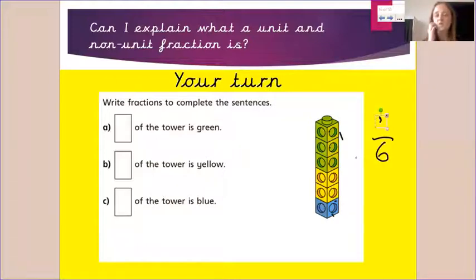It's broken up. Our tower is made up of 6, and then it's got questions about how many of those are green, how many are yellow, and how many are blue. So write out these 3 sentences in full. So you put the fraction of the tower is green, a fraction of the tower is yellow, a fraction of the tower is blue. Can you tell me which ones are unit and non-unit fractions?